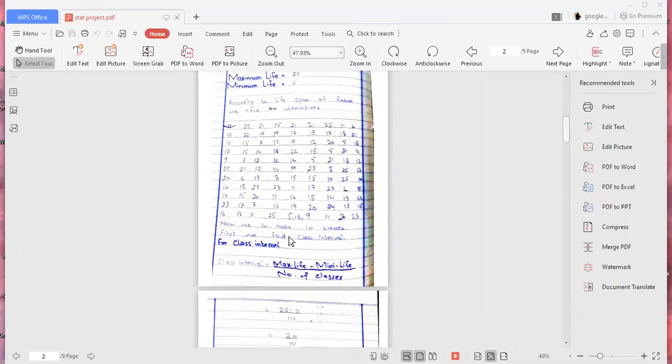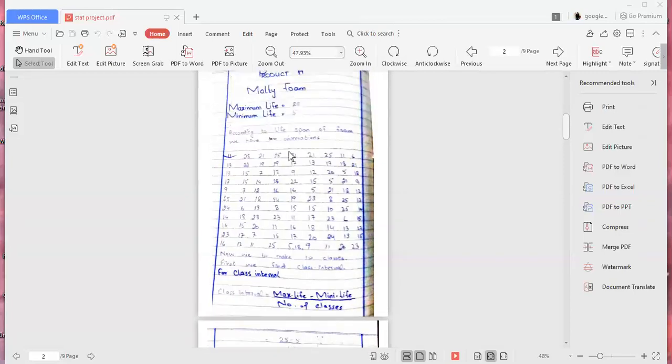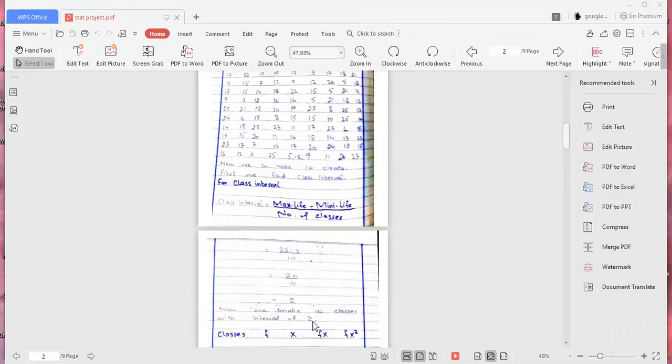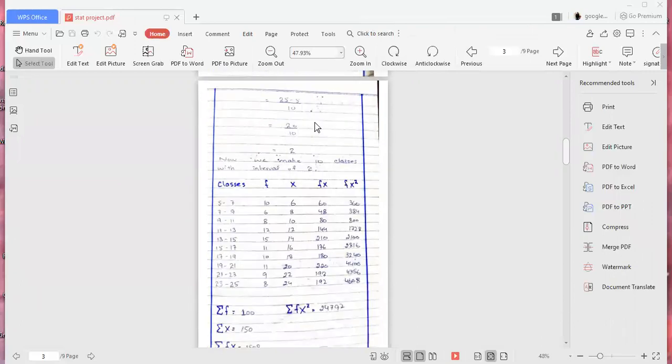Now we have to make 10 classes. First we find the class interval. How to find the class interval? Class interval is equal to maximum life minus minimum life divided by the number of classes. The maximum life of my product, Multiform, is 25 and its minimum life is 5, and the number of classes is 10. Putting values in this formula: 25 minus 5 divided by 10, that is 20 divided by 10, which is equal to 2. Now we make 10 classes with an interval of 2.